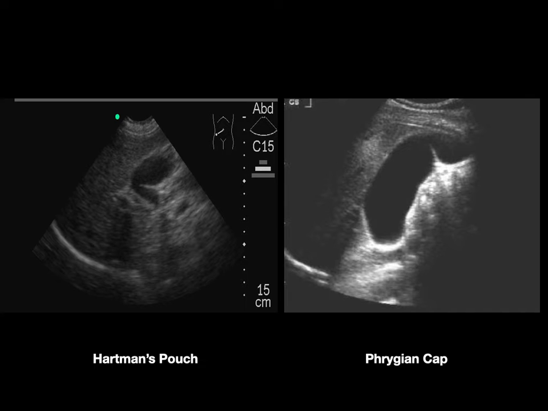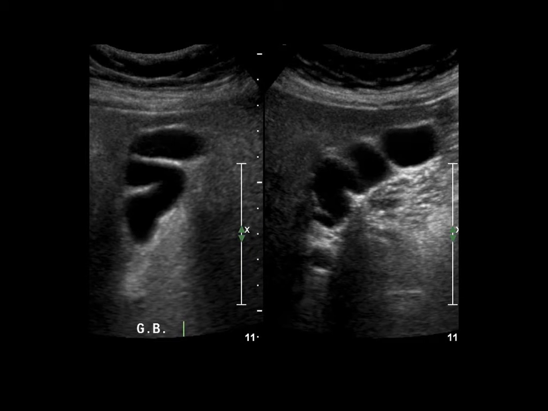Here are some other common variations with regard to shape of the gallbladder. It can often be found folded on itself like this. If the fold occurs at the neck, we call it a Hartmann's pouch, but when it occurs apically, we term it a phrygian cap. It can also be dramatically folded or septated like this.